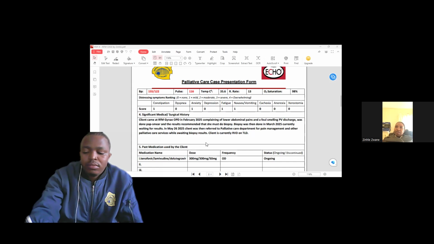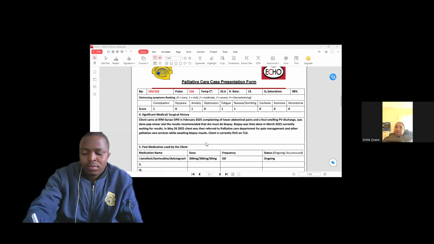Then on May 26, 2025, the client was referred to the palliative care department for pain management and other palliative care services while awaiting biopsy results. Client is currently RVD on PLD.